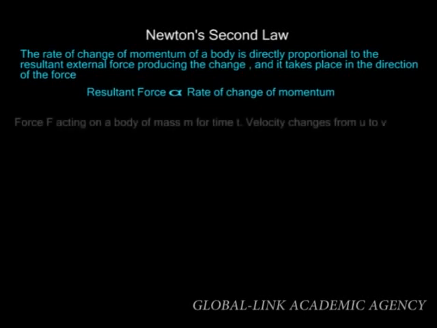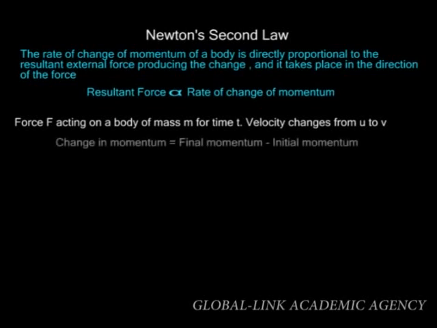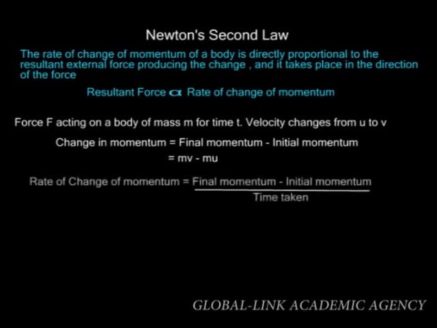Now, consider a force F acting on a body of mass m for a time t. If the velocity changes from u to v, then the change in momentum is equal to final momentum minus initial momentum, that is equal to mv minus mu. Therefore, the rate of change of momentum is given by the change in momentum over the time taken, that is equal to (mv minus mu) over t. From Newton's second law, force is proportional to the rate of change of momentum, that is F is proportional to (mv minus mu) over t.